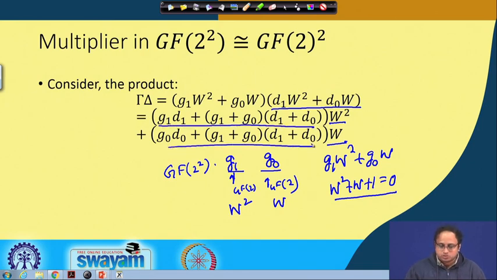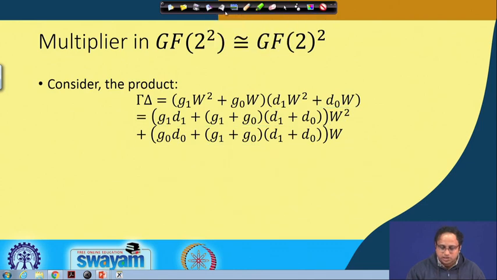Okay. So, if you understand this, I leave it to you as an exercise to work out the details of how you can simplify and bring the result back into W squared and W. If you have understood this, then we can continue further and see how the next computations can be done.